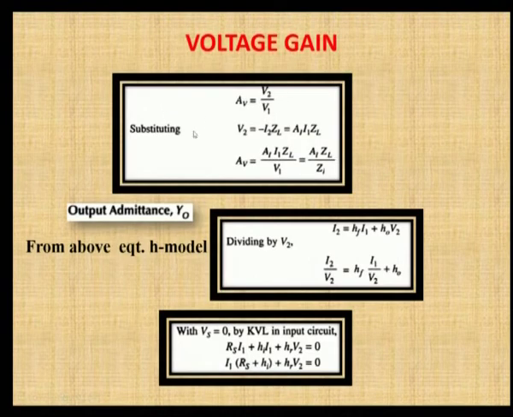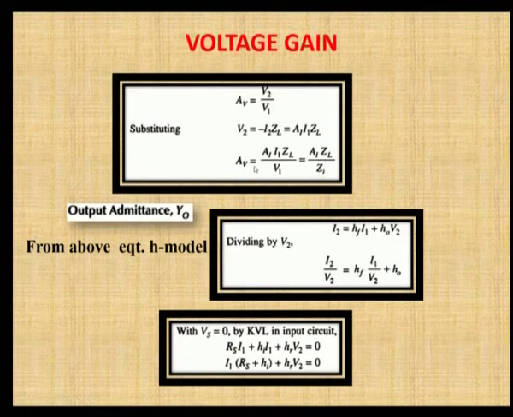And next is voltage gain. We know that voltage gain can be given as the output voltage by the input voltage, that is V2 by V1, and we know what V2 is. It is minus I2 into ZL, which is again AI I1 ZL. So, the voltage gain can be written by substituting the V2 here. I1 by V1 can be replaced by 1 by Zi. So, it is given like this.